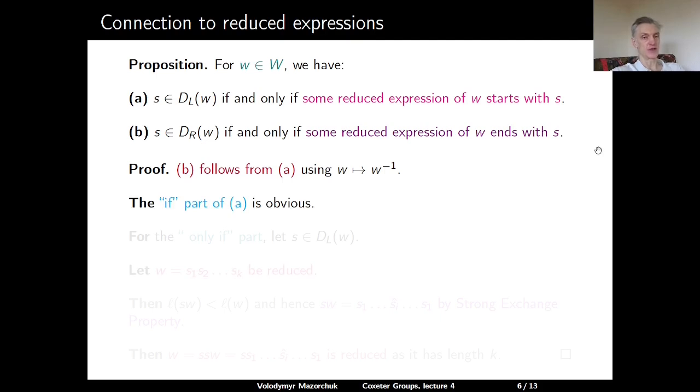And the if part of (a) is obvious. If some expression starts with s, then of course multiplying with s on the left reduces the expression. So this s is in the descent set.